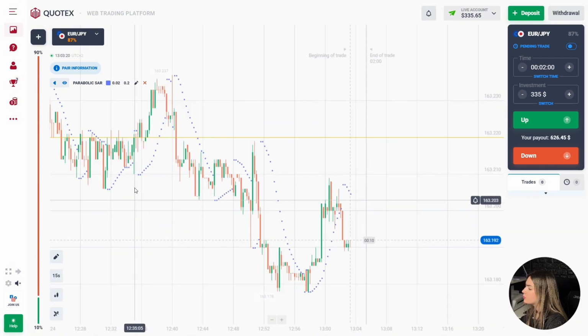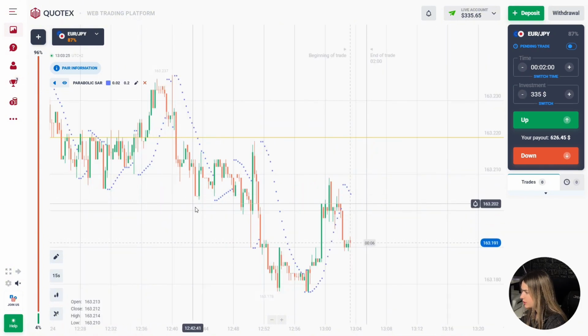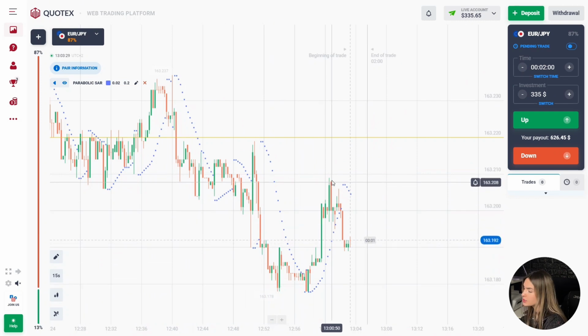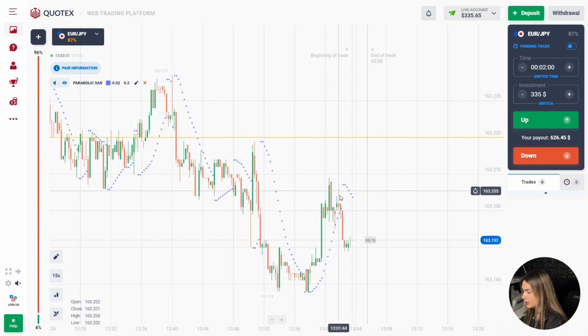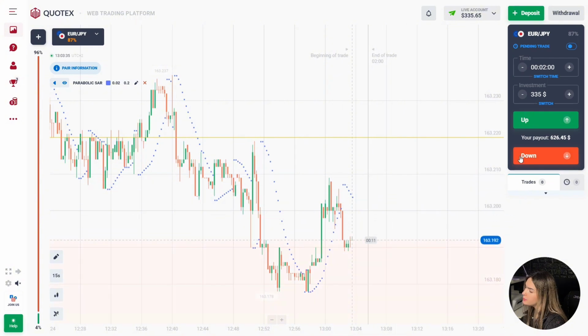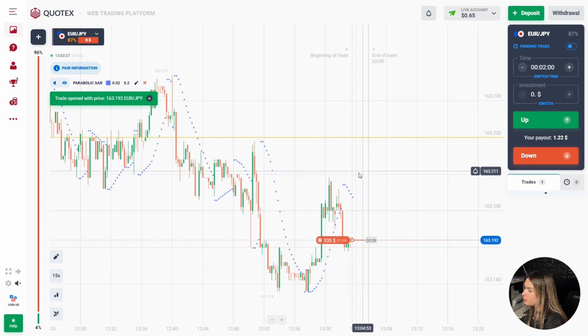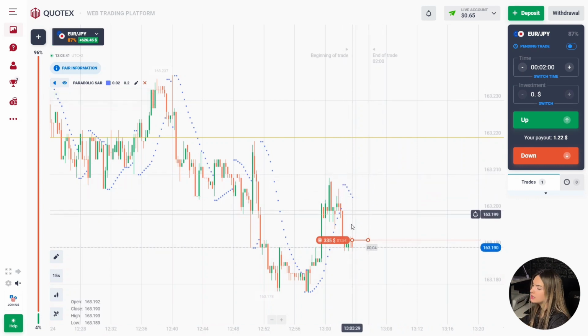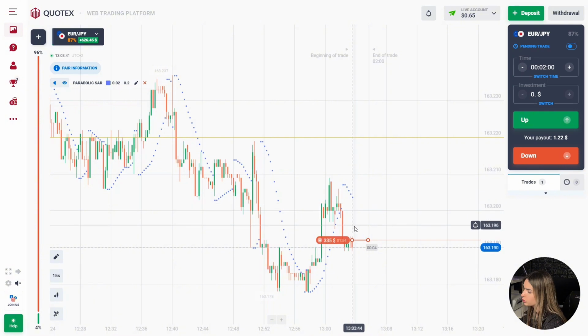Here the price is moving on a downtrend. There is a very strong upward pullback on the chart and then the price goes down again. Here I will open a deal for 2 minutes down. Since the points of the parabolic are located above the graph and very far from it, this is how we understand that the price has an excellent potential for going down.